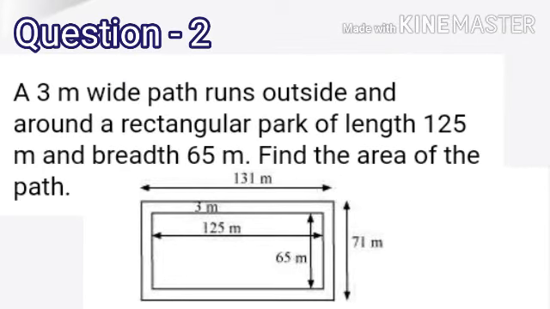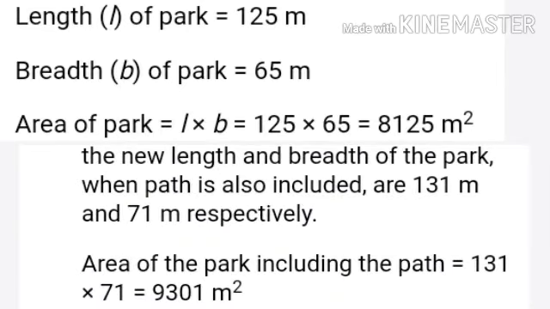Now, question number 2. A 3 meter wide path runs outside and around a rectangular park of length 125 meter and breadth 65 meter. Find the area of the path. First we have to make the diagram, then solve it. Length of park is equal to 125 meter, breadth of park is equal to 65 meter. So area of park, length into breadth, 125 into 65 is equal to 8125 meter square.